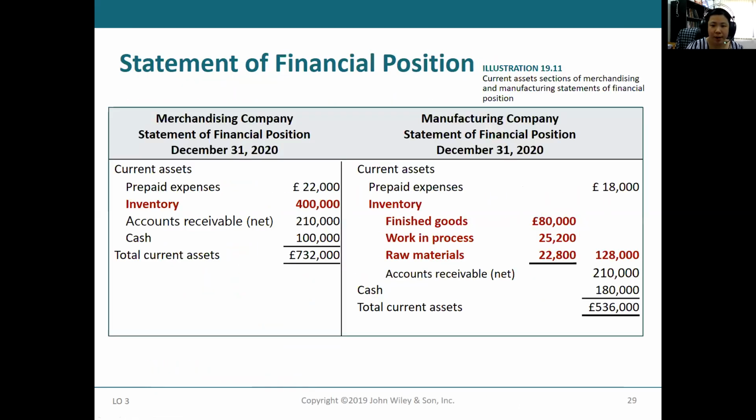Okay, so you can see in the balance sheet. This is the statement of financial position. For a merchandising company, inventory only has one account, inventory. But for a manufacturing company, under inventory, we have three different accounts: finished goods, work in process, and raw material. And then we total all of these three, 128,000, it will be inventory.